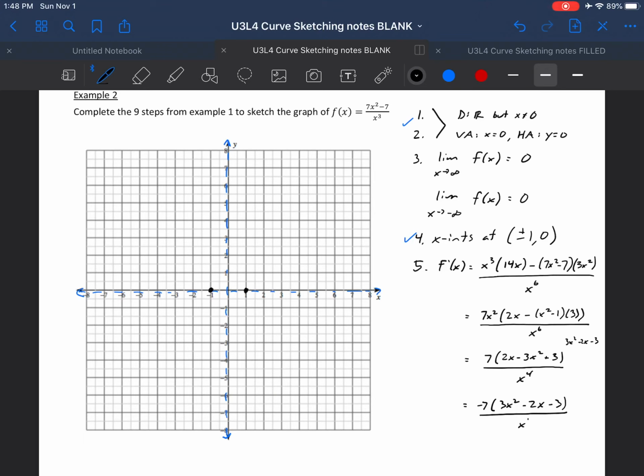Hate to say, but okay. And just out of curiosity too, I'm going to check the discriminant of this. So b squared minus 4ac, I'll do it over here. I want to see if this has zeros, right? That's going to be negative 2 squared, which is 4, minus 4 times 3 times negative 3. Okay, it definitely is going to have zeros.